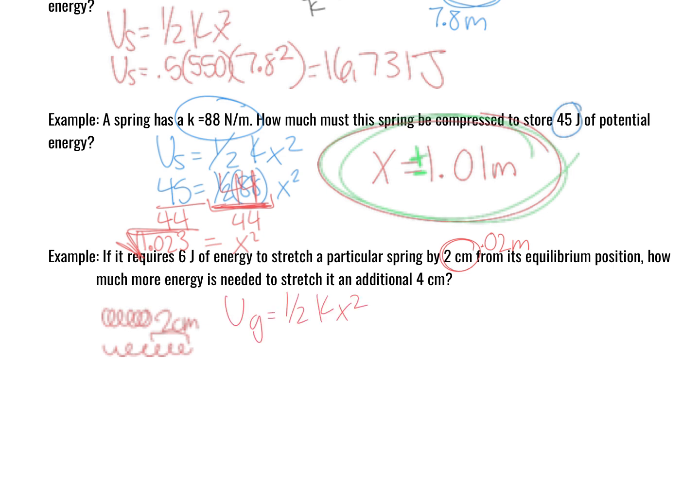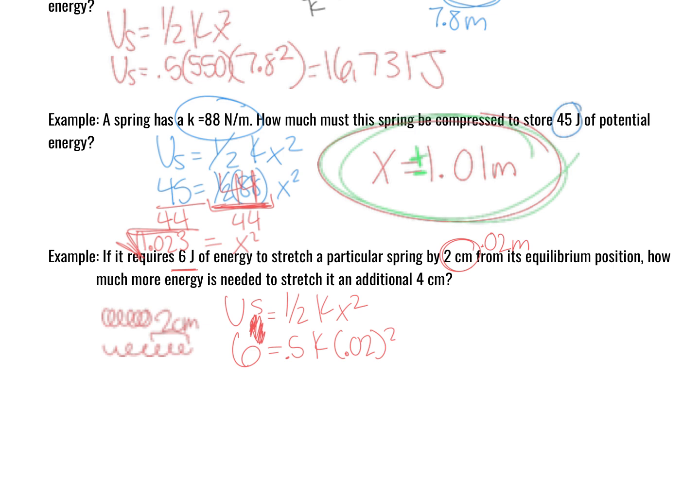Plug in the things you know. I know my displacement is 0.02, and I also know it said it took 6 joules of energy, so I'm going to put it there. Look, y'all didn't even correct me. That should have been an S. I'm so sorry. All right, so, and I still got my 0.5. So that means I must be looking for my spring constant.